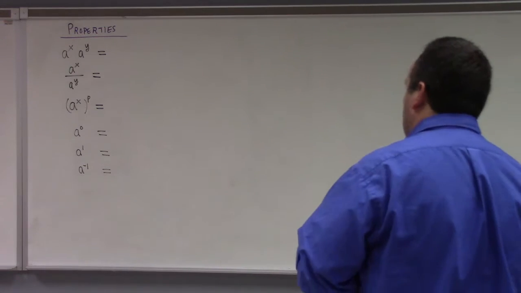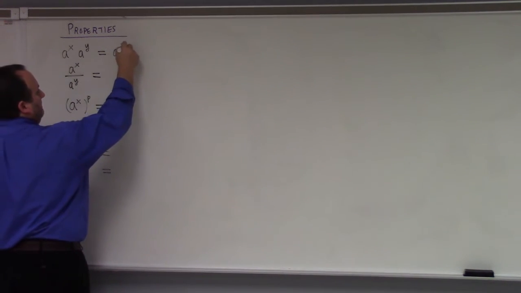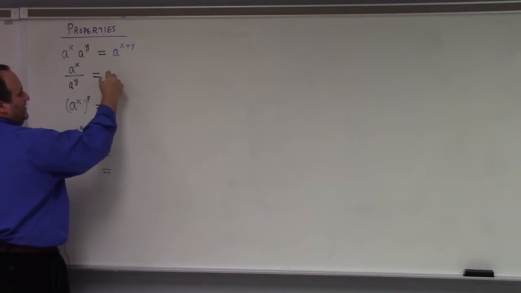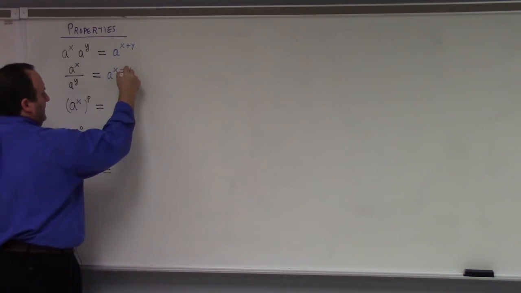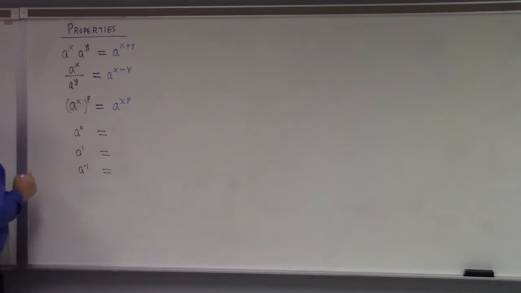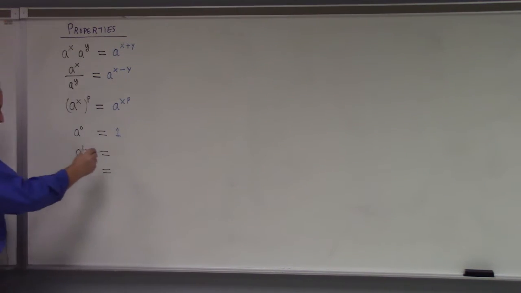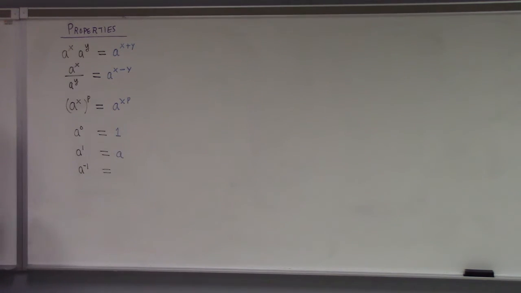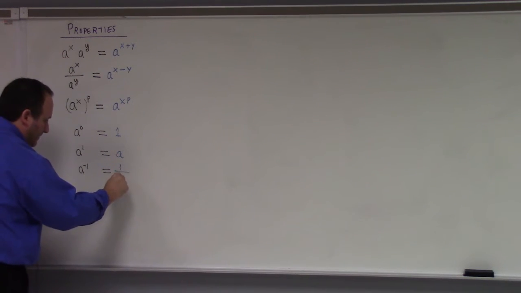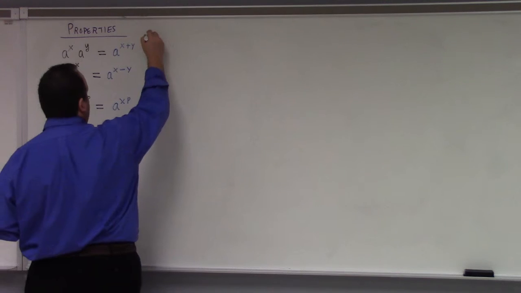Okay, so number one, we've got a to the x plus y. Number two, we've got a to the x minus y. Number three, we've got a to the x times p. Number four, a to the 0 is 1. Number five, a to the 1 is a. a to the minus 1 is 1 over a. These things are all true. Now, what else is true is that there are corresponding laws for logarithms.